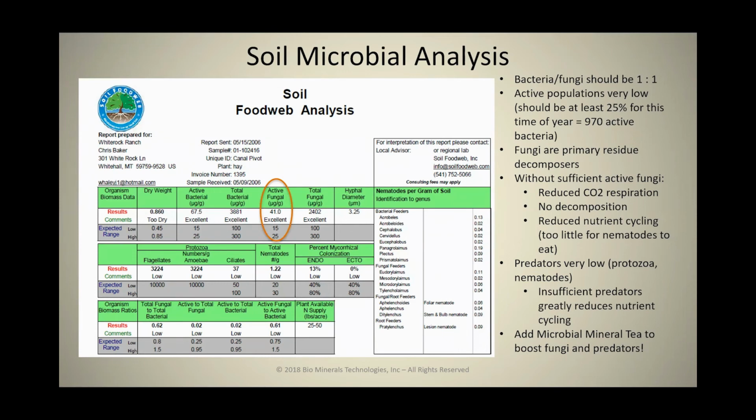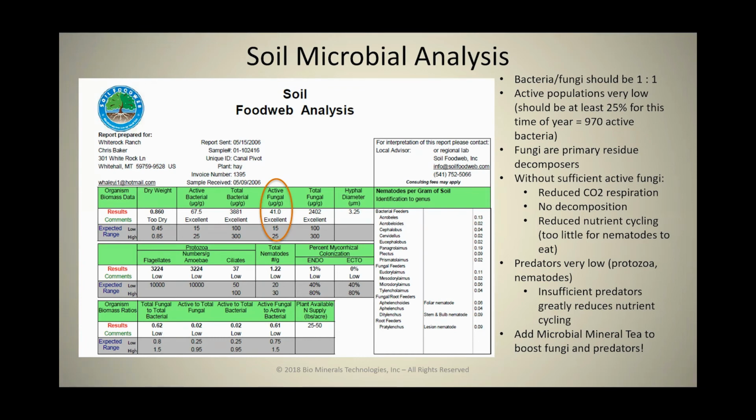Only the ones that are active are producing CO2. We have a tremendous amount of bacteria, 3,800 per milliliter, and we have only 67 active. So something is suppressing the active microorganisms in relation to the total. The total are hibernating. They're not functional. They're there, but they're not functioning.